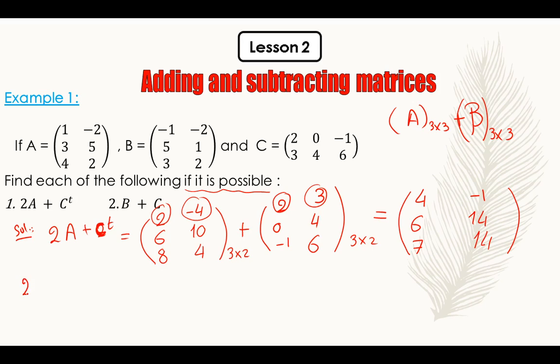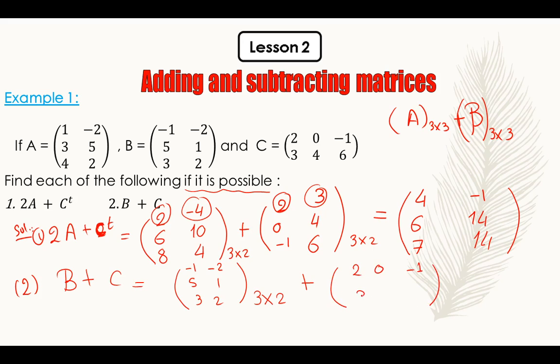Okay? Number 2, here we want to find B plus C. Write the matrix B: negative 1, negative 2, 5, 1, 3, and 2. This matrix is of order 3 times 2, 3 rows and 2 columns. Plus the matrix C: 2, 0, negative 1, and 3, 4, 6. This matrix is of order 2 times 3.